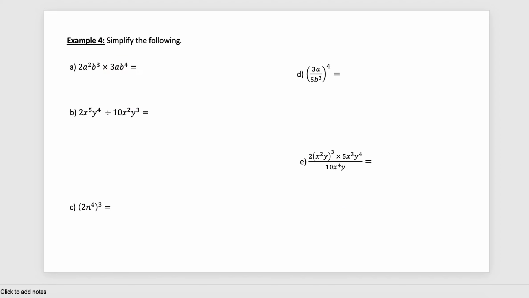Now let's have a look at some examples. We've got simplify the following. So all we need to do here is start with the numbers first. So 2 times 3 is 6. We've got a to the power of 2 times a. Now here a has a power of 1. And all we do is we add the powers because we are multiplying the same base. Okay, so now we've got a to the power of 3.